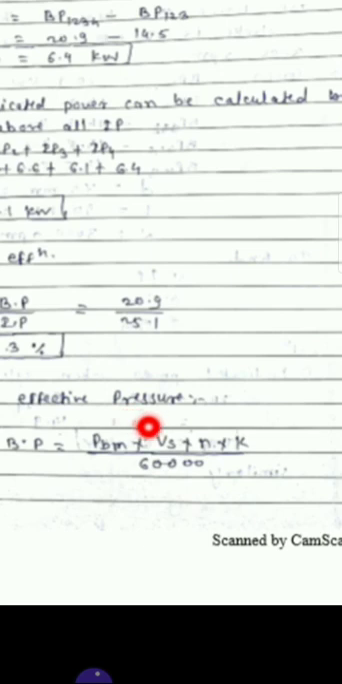We know that for the brake mean effective pressure we have to use the formula for the brake power, which will be brake power equals PBM into Vs into N into K divided by 60,000. By using this formula, we have to find out the brake mean effective pressure. So if we require the brake mean effective pressure, all these unknowns we should know. Brake power is given for all cylinders.